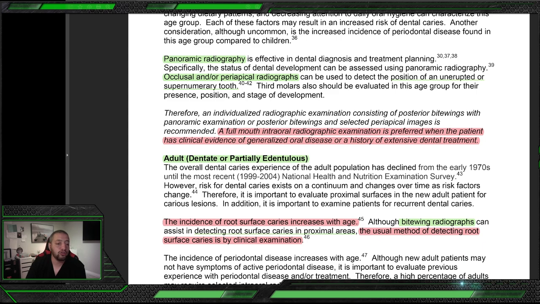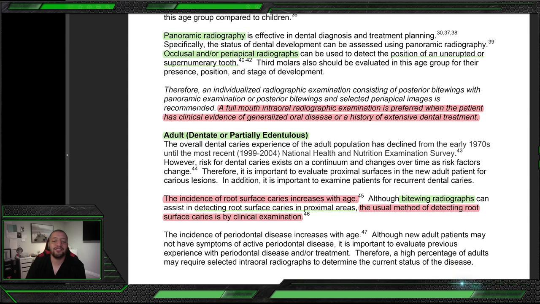The instance of, new information, I want you to listen carefully. The instance of root surface caries increases with age. Please, I want someone to answer this question. Why did this happen? I will not say it. Please, someone write it in the comments. You can write it here and I will see it later.